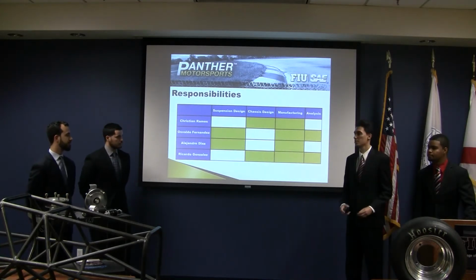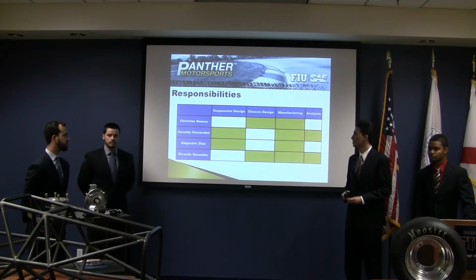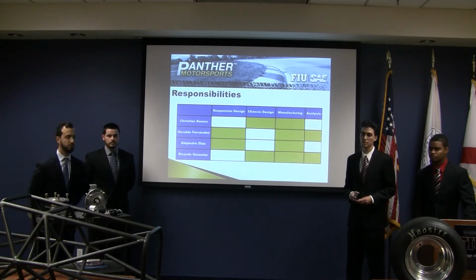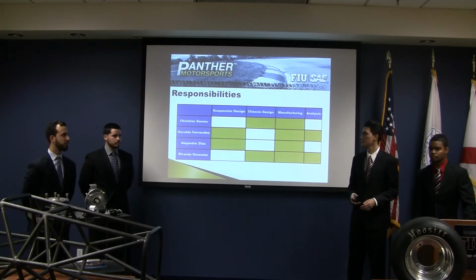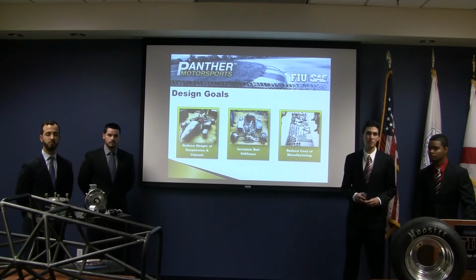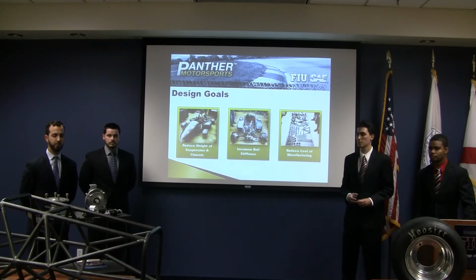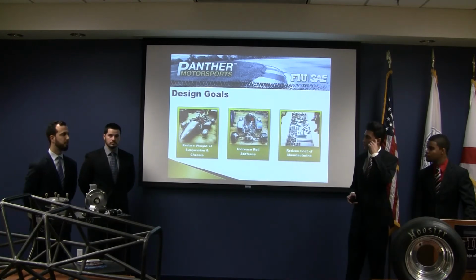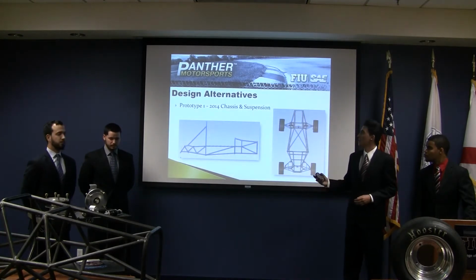These are our responsibilities as we distributed them. We worked in parallel, like I said, but our final design decisions were made as a group. Our basic goal was to reduce the weight of the components of the system for performance, and we wanted to increase the roll stiffness. This would allow for a faster transient response time in tight cornering situations. Reducing the cost of manufacturing was also on our agenda.